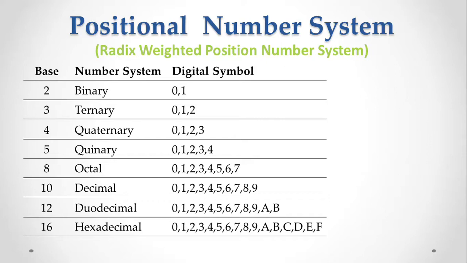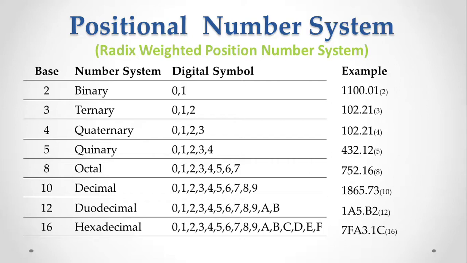Decimal number system with a base 10 includes the numbers between 0 to 9. Duodecimal number system with a base 12 includes the numbers between 0 to 9 and the alphabets A and B. Hexadecimal number system with a base 16 includes the numbers between 0 to 9 and the alphabets A to F. These are the examples of different number systems which are represented by the base of the respective number system.